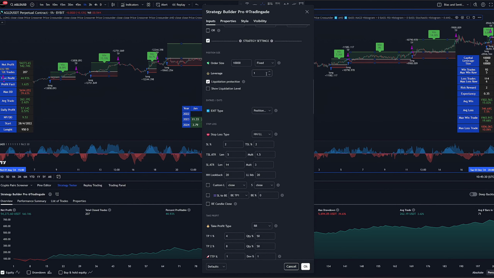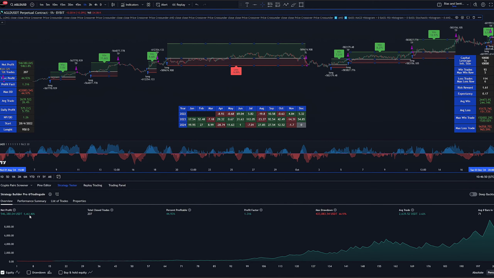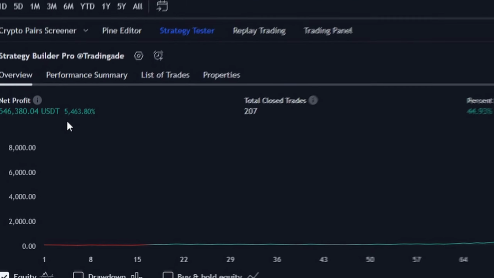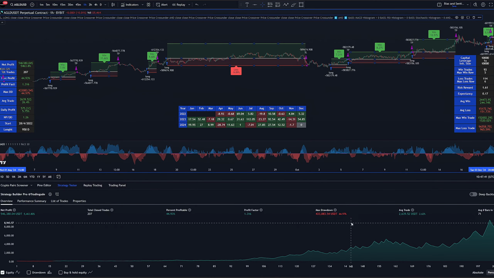Now, if we wanna go more degen, we can try to change some other settings, such as the order size, and switch from fixed to percentage of equity. So basically, we're going to compound our profits and our losses, of course. And as you can see, we have something unbelievable, guys. We have a net profit of 5,463%, which is something spectacular, guys. Along with this, we have also increased our max drawdown to 44%, and our equity shape isn't the best that we have ever seen.